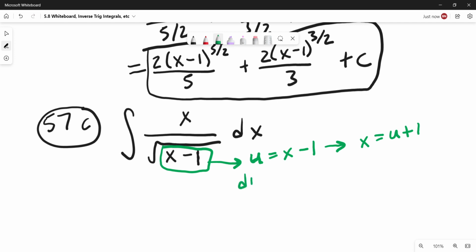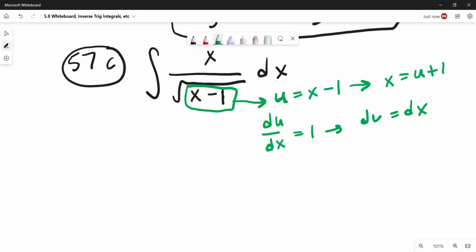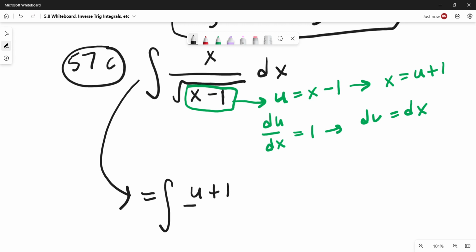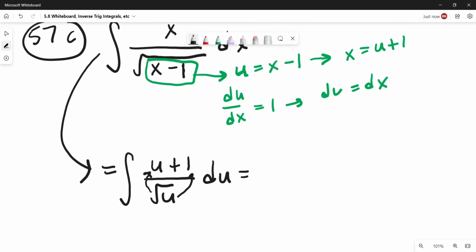Okay, so then our du/dx was 1, so our du equals our dx. If we rewrite this using all this u substitution, our integrand is u plus 1 over the square root of u. This is promising. Our dx is equal to du. So we can distribute this. All right, this looks doable.